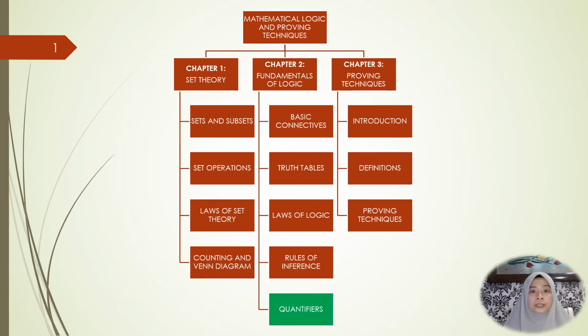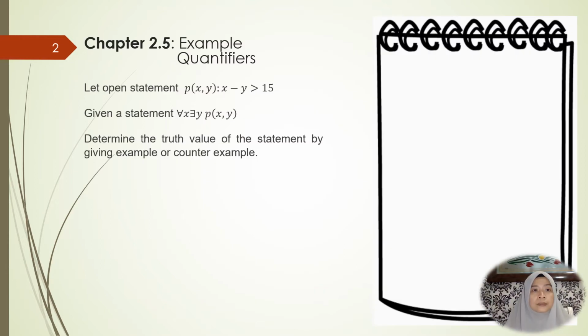Okay, so we're still on the topic of quantifiers, but now we look at an example of quantifiers with more than two variables. Let's say we have the open statement P(x, y): x minus y is greater than 15. Given the statement for all x, there exists y, P(x, y), determine the truth value of this statement by giving an example or counterexample. Normally we give a counterexample if the statement is false.